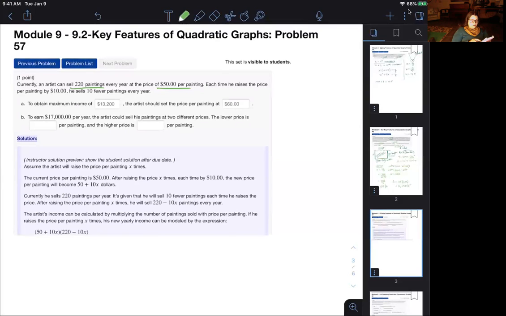Well, for that year, they made $11,000. But they want to probably raise the price. So every time they raise the price by $10, they're going to sell 10 fewer paintings. So to obtain the maximum income, the artist should sell the paintings for a certain price. And then here we have to earn $17,000, which is going to be more income.